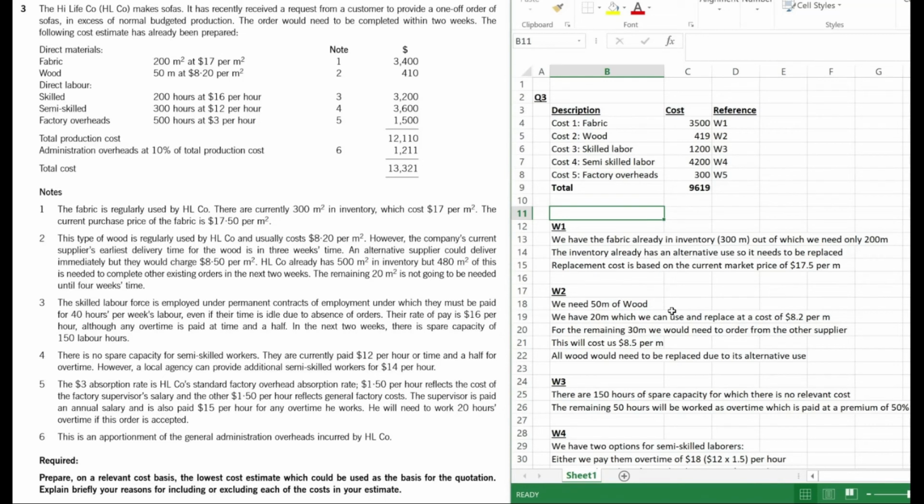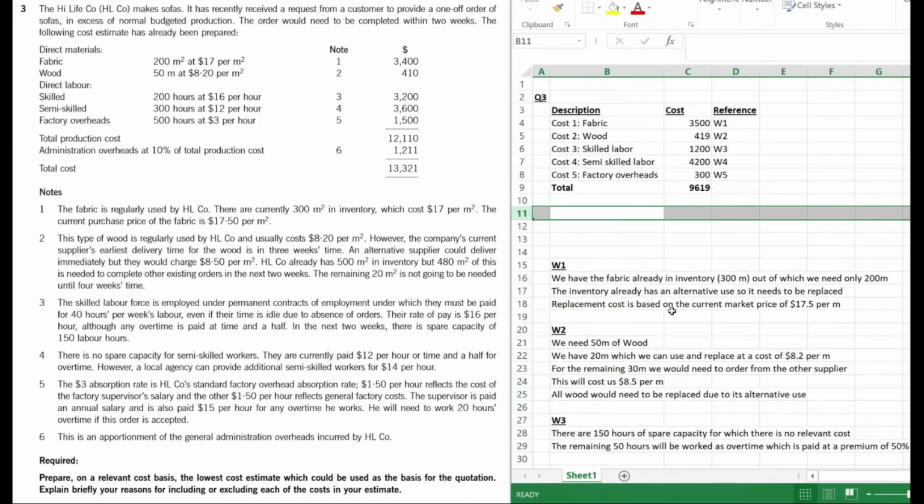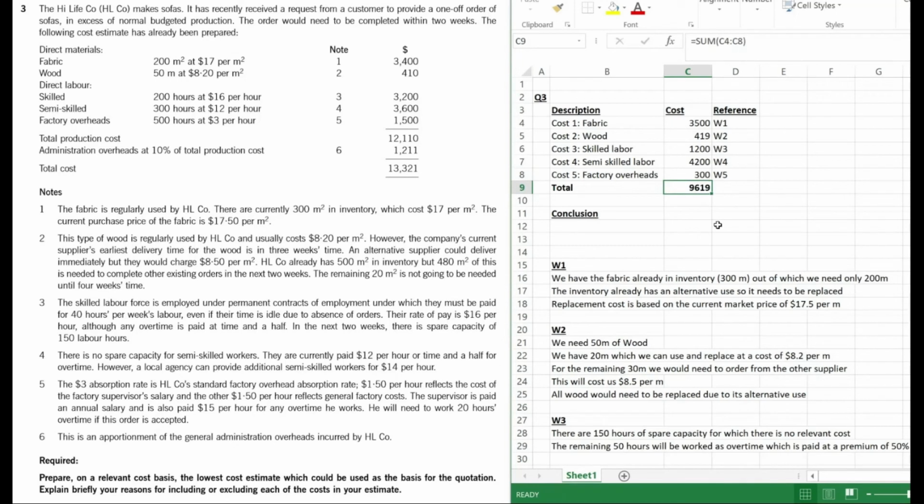Now, technically we're done. We've given our whole cost estimate and we've given our reasoning for including or excluding costs. One last thing that I would recommend is that we give a small conclusion, right? Just for presentation purposes, so that it looks nice. Conclusion, what would we say? Simply put, remember, we're looking at the relevant cost of the minimum cost, the lowest cost estimate that should be charged for the order. And based on relevant costing, that should be 9619. That would give us break even. Ideally, we would want to charge a bit more to make a profit. So let's give that conclusion.